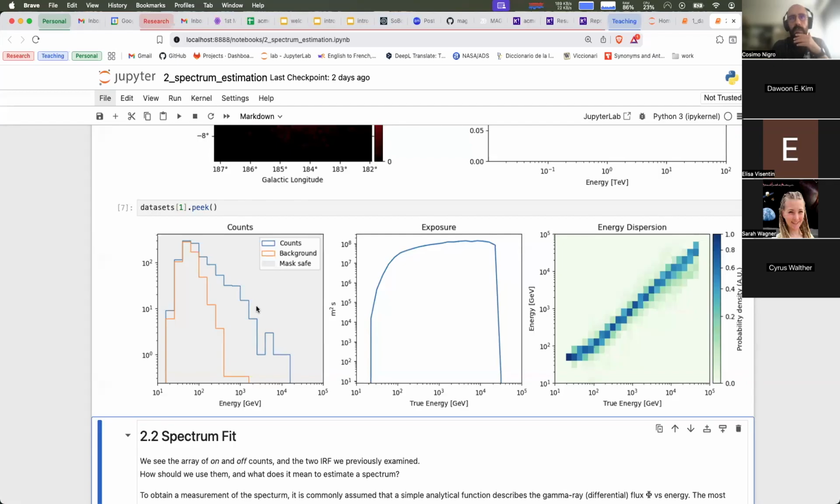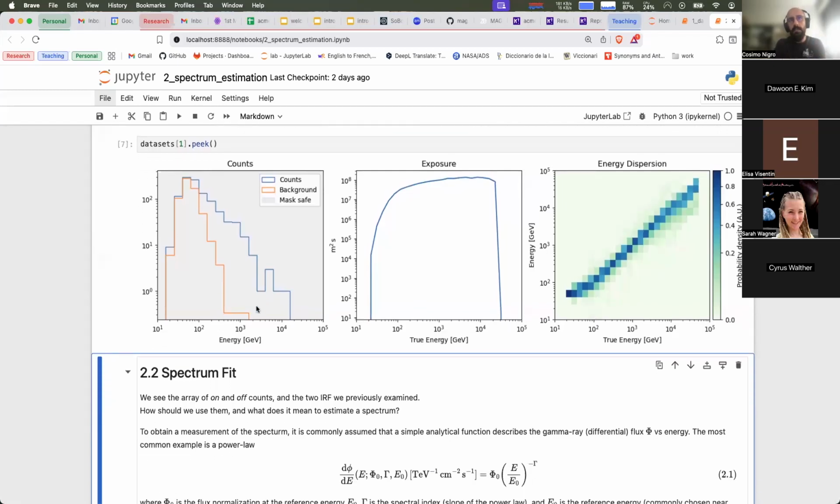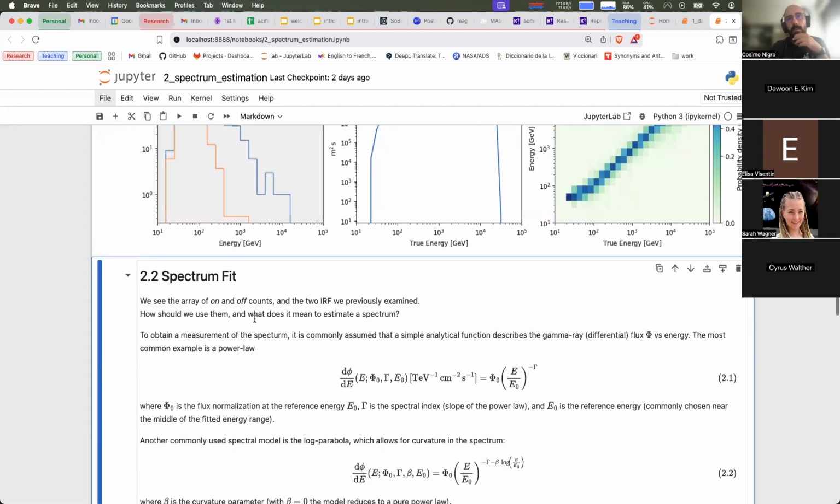So clear, so far so good. It's just basically an automatic reduction process. And now that we have the bin data, we can estimate the spectrum. So how do we estimate the spectrum?